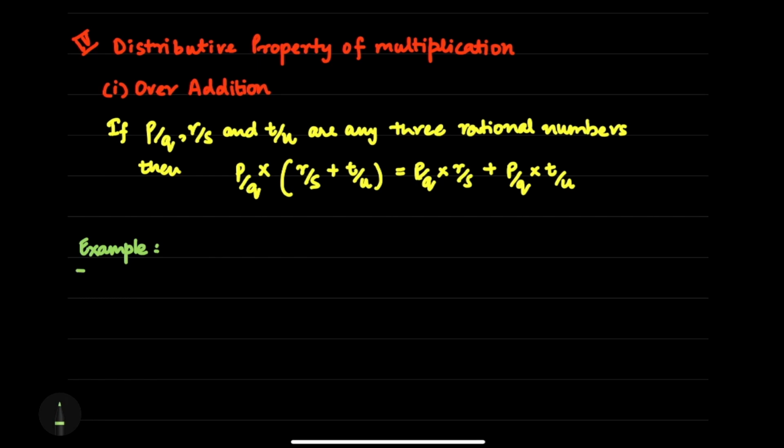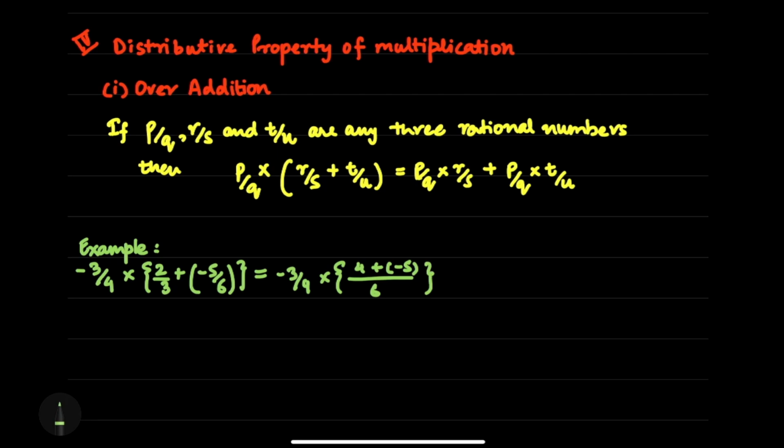So we have three values: minus 3 by 4, 2 by 3, and minus 5 by 6. We will first solve the left hand side, which is minus 3 by 4 into whole bracket 2 by 3 plus minus 5 by 6. Here we will first simplify the expression within the bracket and then multiply minus 3 by 4 to it. And it gives us the final value of 1 by 8.